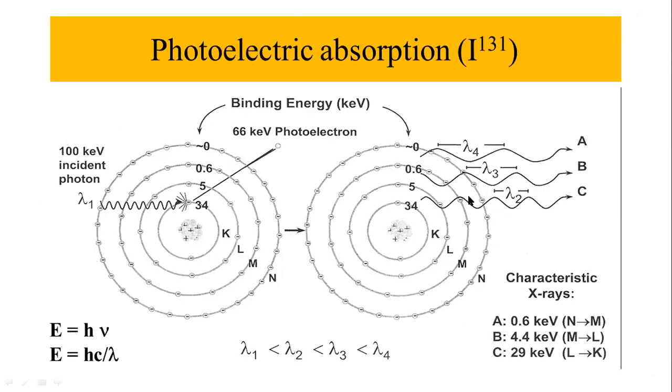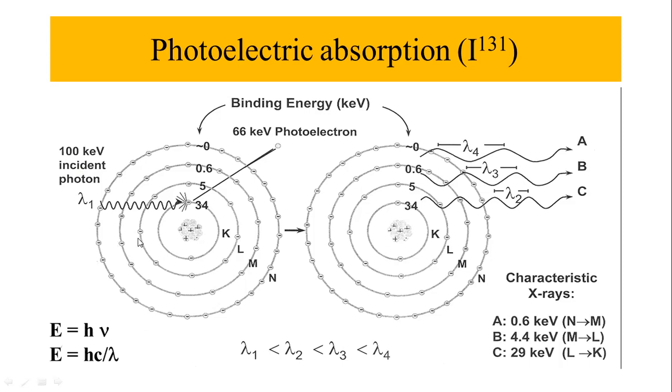And this is the photoelectric absorption in detail, and the example is iodine 131, so look at the detail. What would be the binding energy, how is it going to affect the gamma ray, and what should be the energy of the gamma rays to remove the electrons? It depends on the binding energy of the electrons with the nucleus. The binding energy is given over here. For the K shell, it is 34 keV, and the photoelectron energy removed from here is approximately 66 keV, and the incident photon has 100 kilo electron volts.